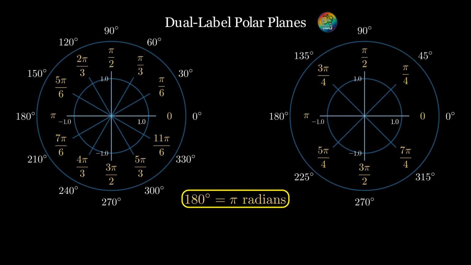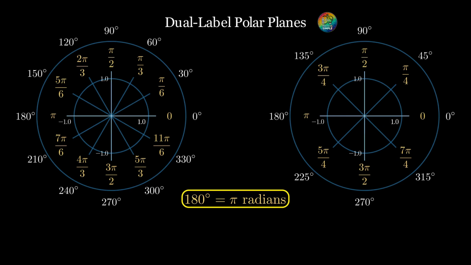That's where the dual label polar plane comes in. It's the ultimate mathematical translator. On this grid, every single concentric path is marked with both languages simultaneously.